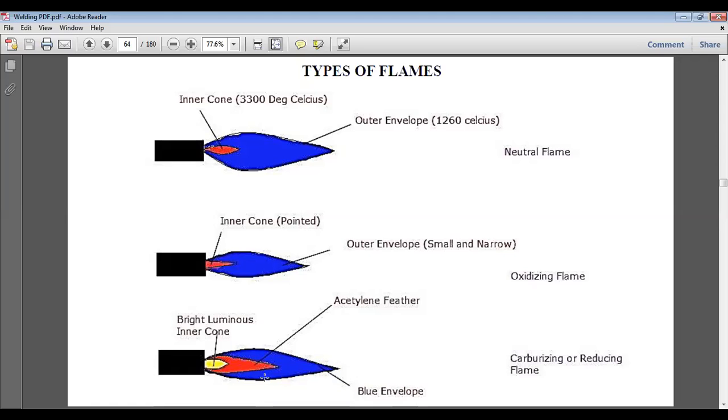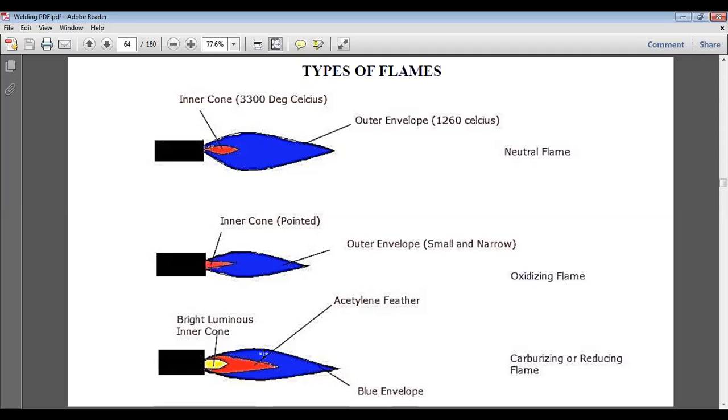We can see the spread of the flame, and this way we have an acetylene feather. This is the additional acetylene feather, because the acetylene is not completely burning. We also have a bright luminous inner core, again because the acetylene is not completely burned. So this is the acetylene feather, and this is the blue envelope.